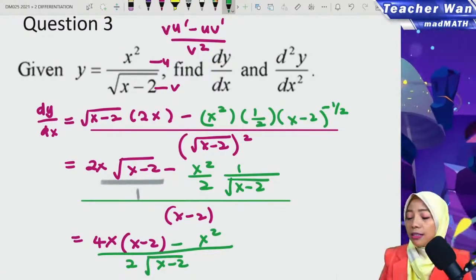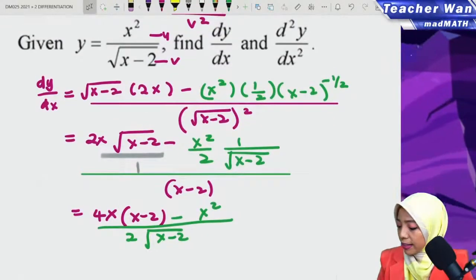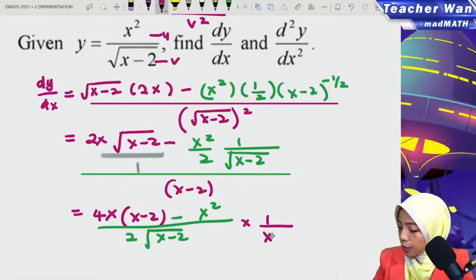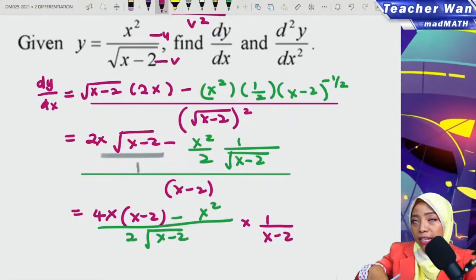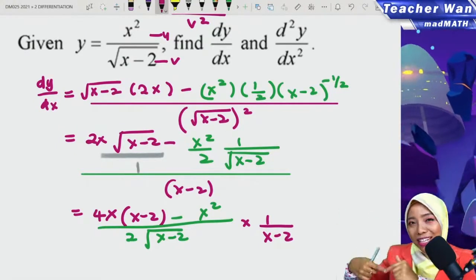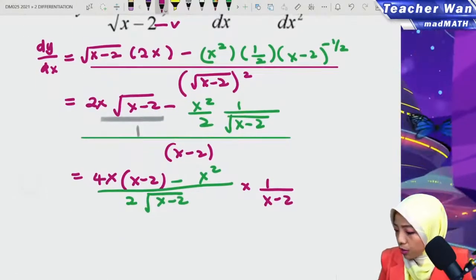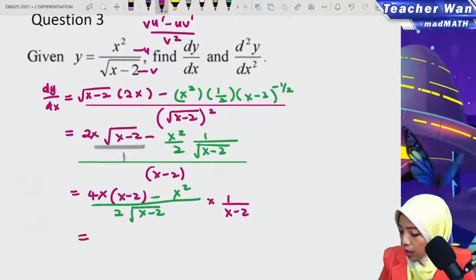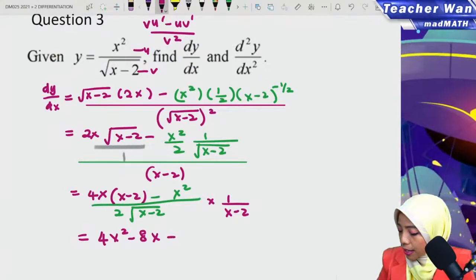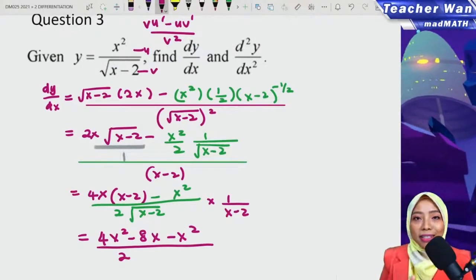Now they are the same, because we have multiplied the denominator here. And then don't forget you have 1 over x minus 2 here. Actually it is over, but then the second over I change to multiply, and then I interchange top and bottom, so it becomes clearer to me. Okay, so now what I'm going to do here is I expand 4x squared minus 8x minus x squared over 2.